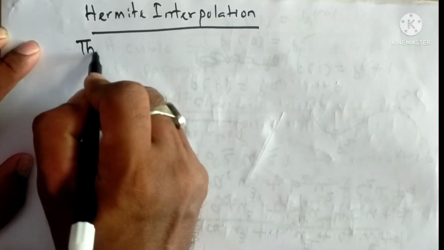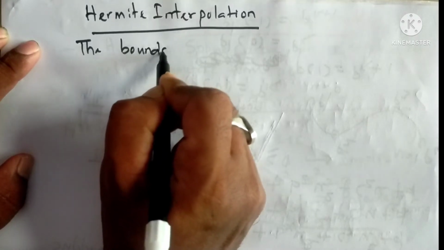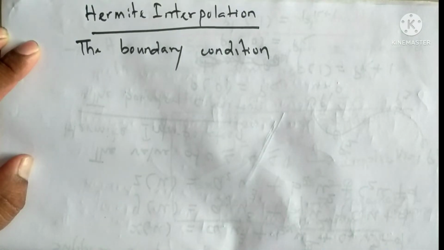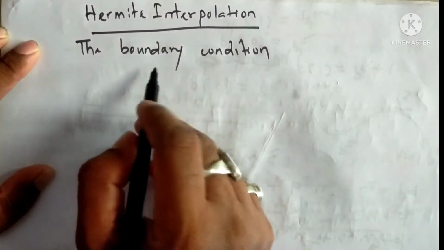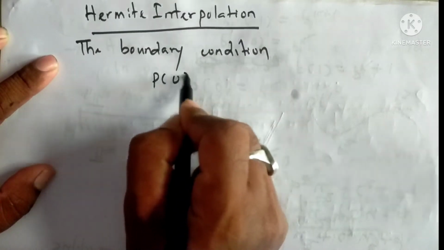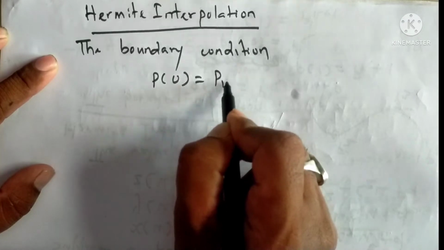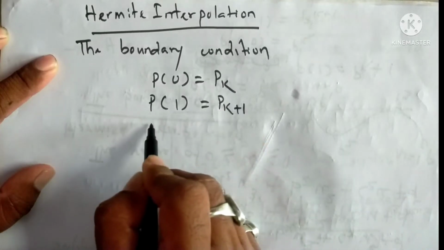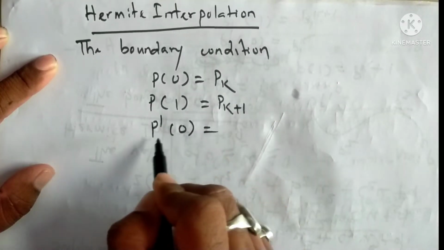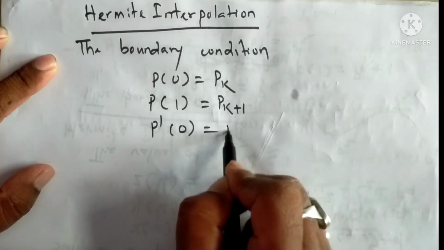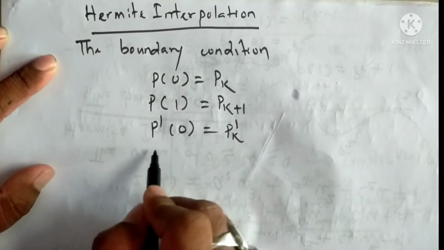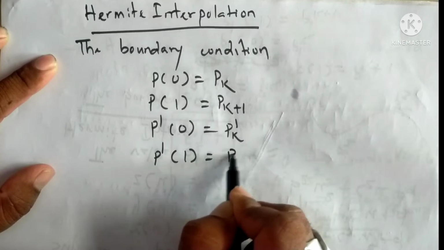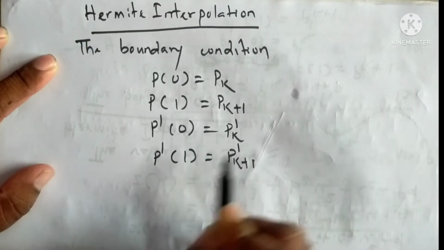The boundary condition followed in the determination of the coefficients is this: P of 0 equals Pk, P of 1 equals Pk plus 1, P dash 0, that is the derivative at 0, equals the derivative at the kth position, P dash k, and P dash 1 equals the value of the derivative at k plus 1.